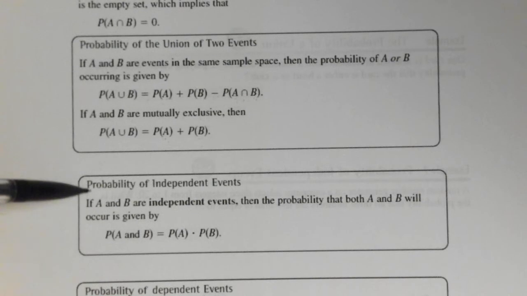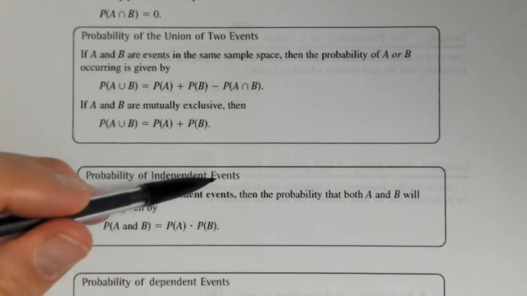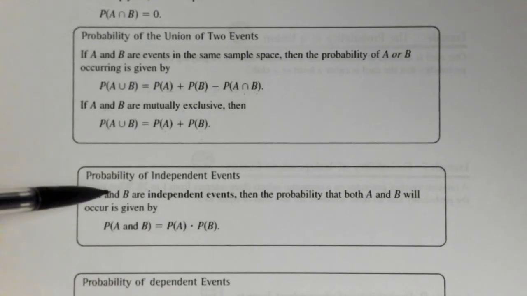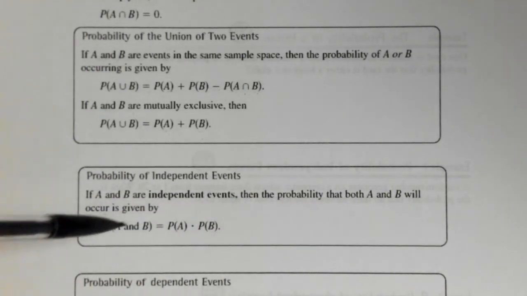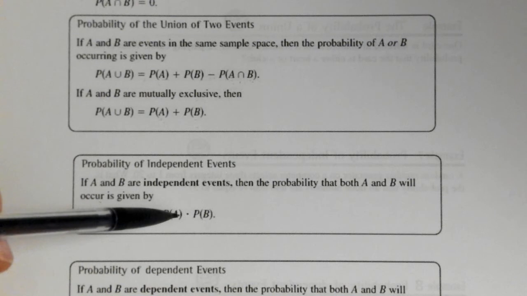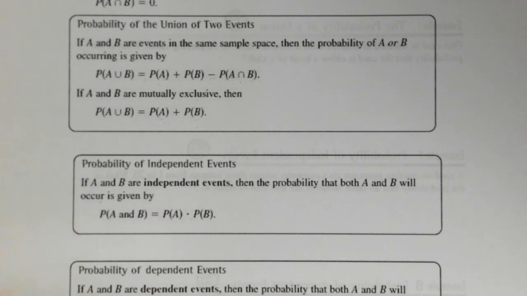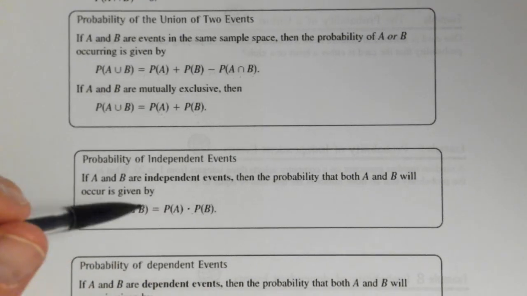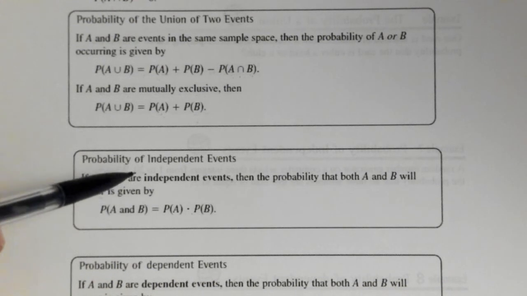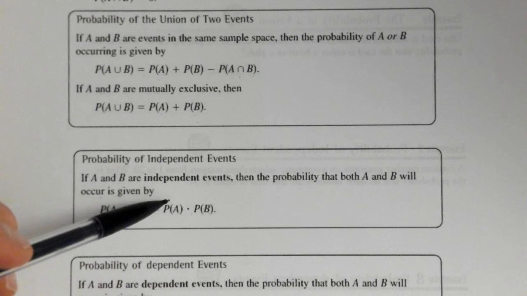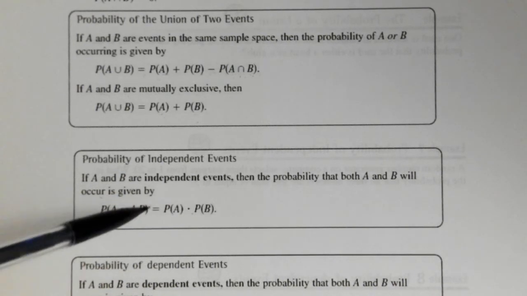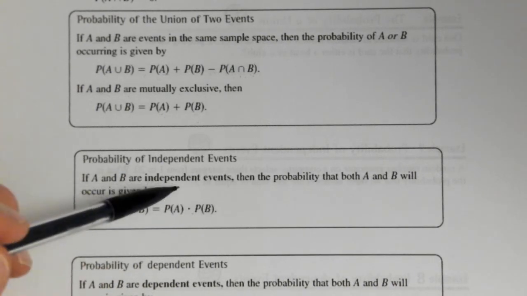Now, the next thing that we're looking at is the probability of independent events. So if A and B are independent events, then the probability that both A and B will occur is given by the probability of A times the probability of B. So again, if you're looking for the probability that more than one thing occurs, then you have to multiply the probability of each individual thing together, provided they're independent.